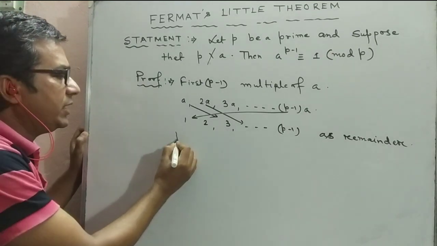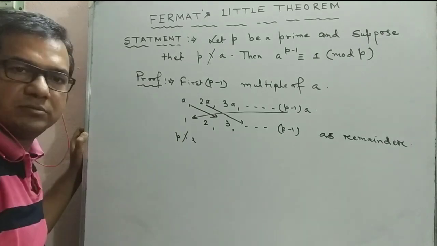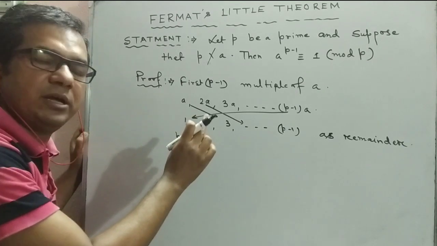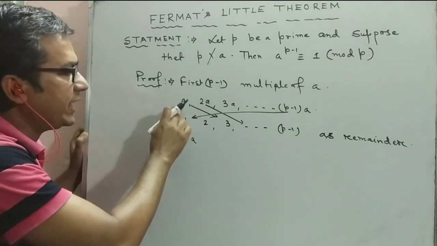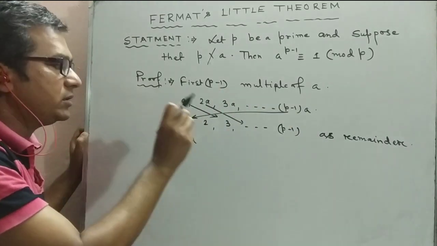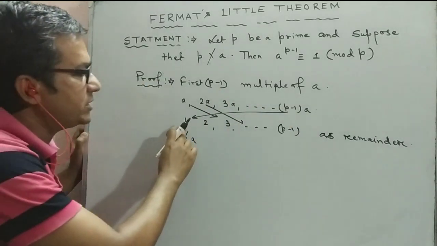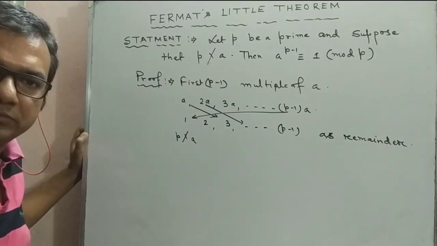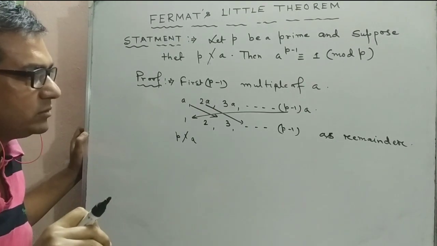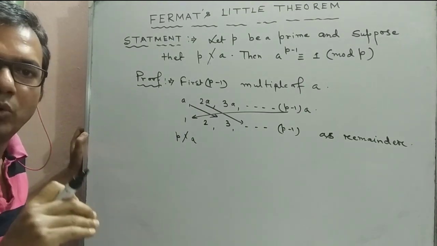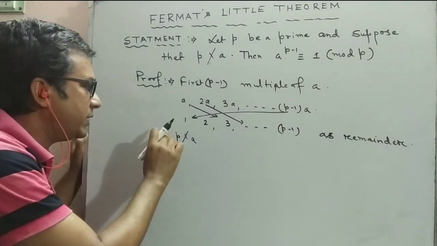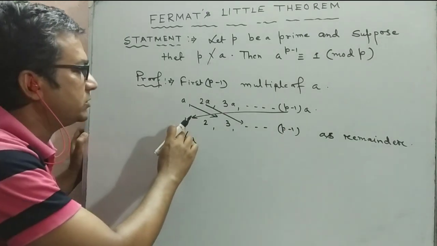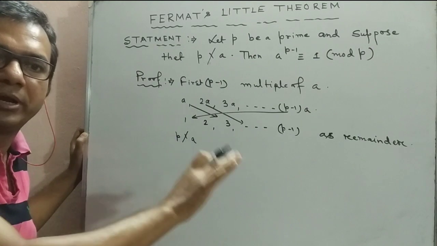Since p does not divide a, we cannot get remainder 0 when we divide a to p minus 1 times a by p. Okay? And here it is not 0. And we know that when we divide by the prime p, we get the remainders 1, 2, 3 to p minus 1, all the remainders here.